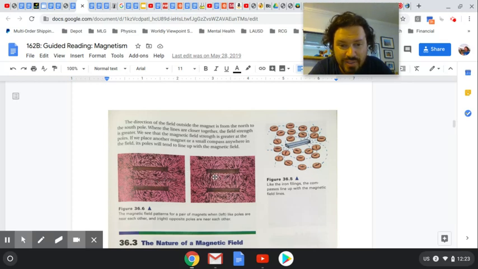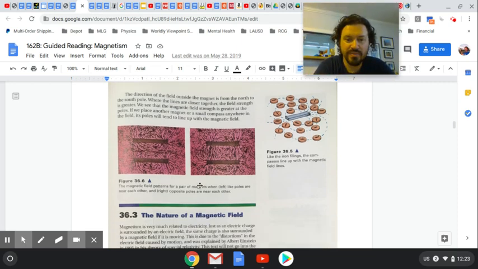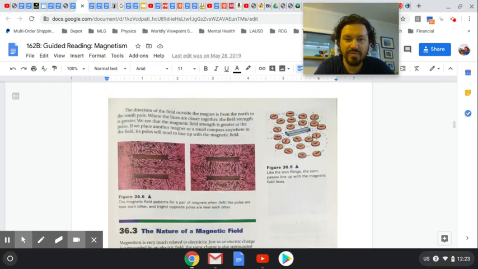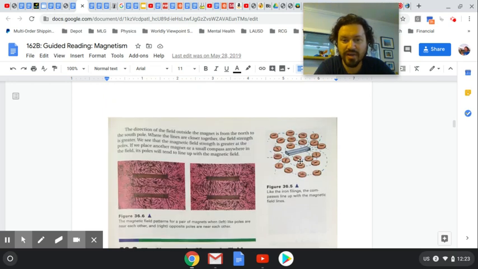Here, where they're opposites, this is north, that's south, that's north. You can see they're attracting. These are going to go like this, and they're going to try and stick together. So, some cool stuff with fields. Also, here you can see how the filings line up based on the field around the magnet.